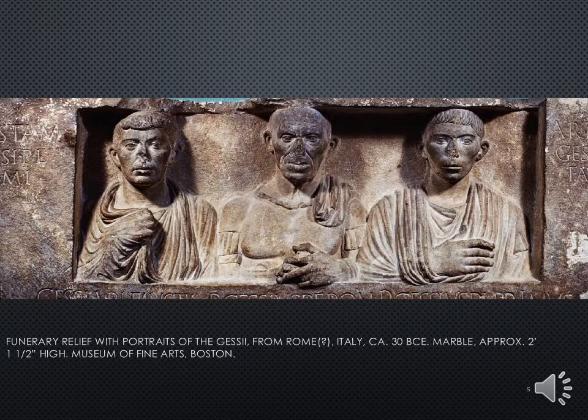So as we look at these 3 men, although they've been damaged, you know that there's some damage on the noses, we can still see that there's a great deal of emphasis on the eyes, on the face, the ears, on the wrinkles, on the hair. This is sort of a warts and all kind of portraiture that wants to capture a likeness of these individuals. This is important because ancestor veneration is a very important part of Roman society.